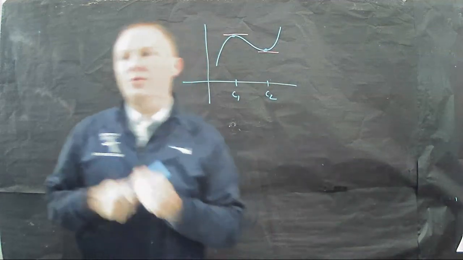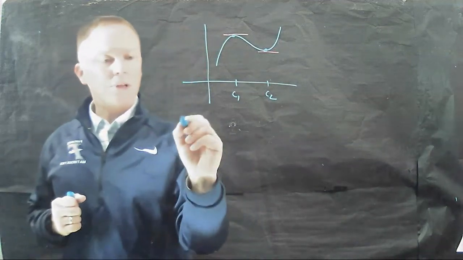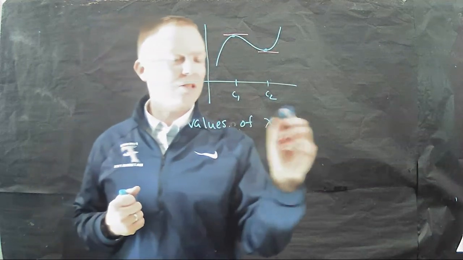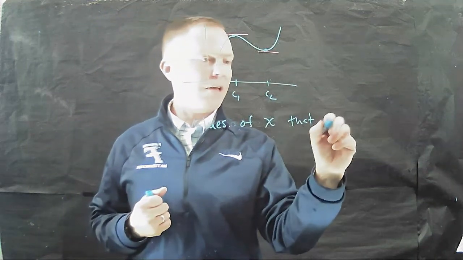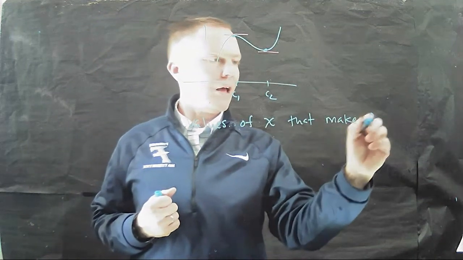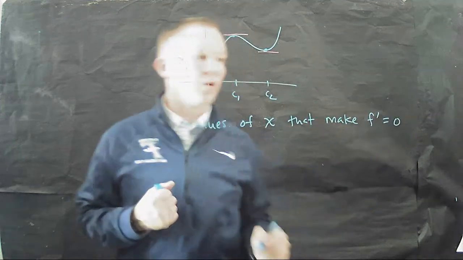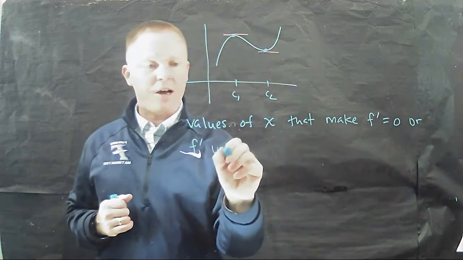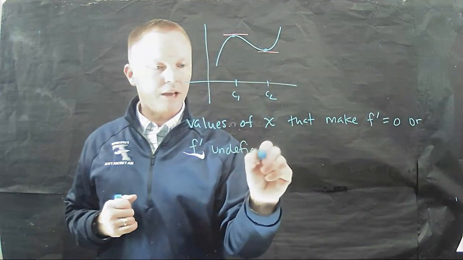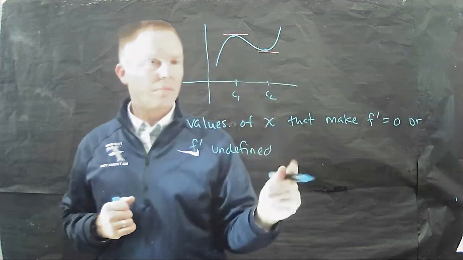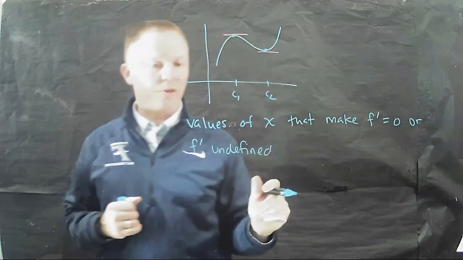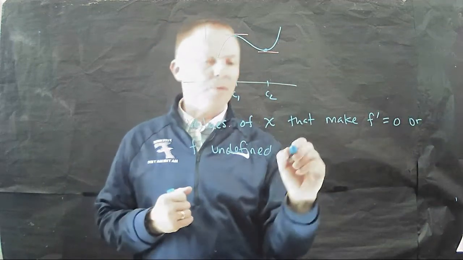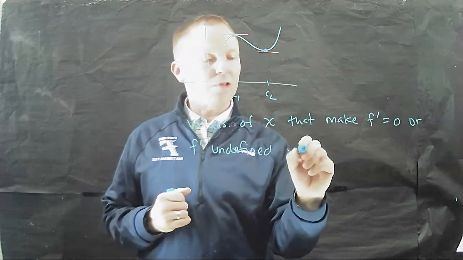So these values of x that make f prime equal to 0, or f prime undefined. Now that's not the case here, because we have a continuous derivative here. The values of x that make f prime equal to 0 or f prime undefined, we call these critical points, or critical values.